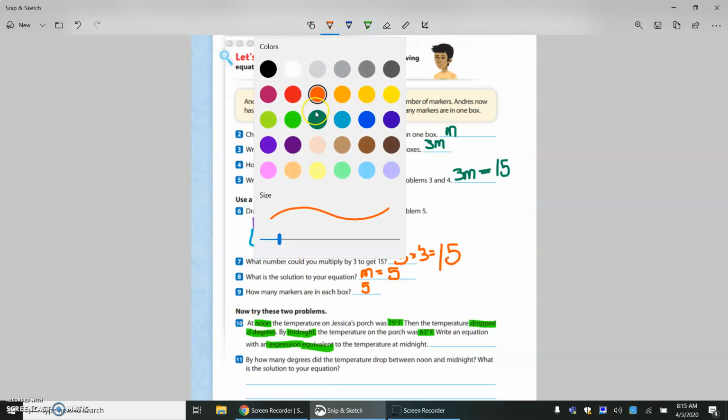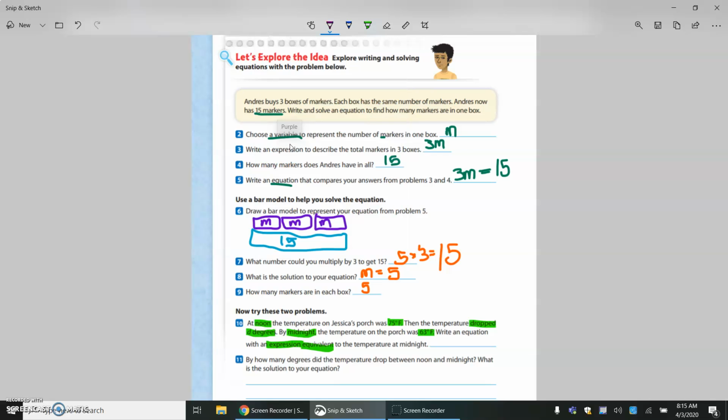Highlighting just helps me comprehend better sometimes, even if I don't need that information. So we know we start out with 75 degrees Fahrenheit, and they want us to use this variable of D. Dropped, what operation would that be? It's not multiplication, it's subtraction, right? So 75 minus our variable equals this.